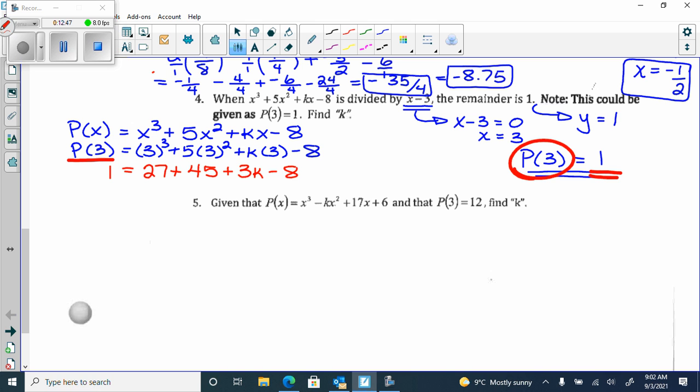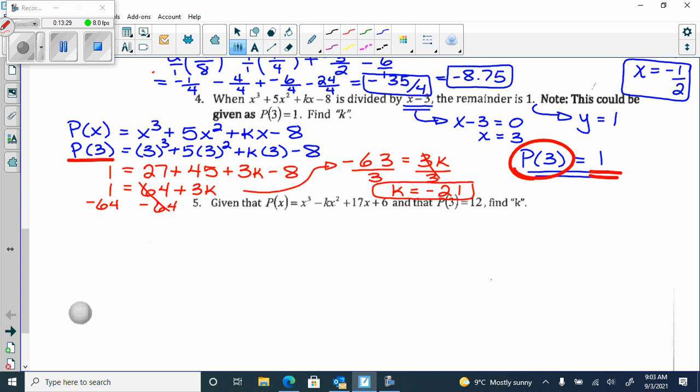So you can always set your polynomial equal to the remainder, right? That's what you always find out as long as you have an x to fill in. So now we get 1 equals, what's 27 plus 45? 72 minus 8? 64. Plus 3k. Subtract 64 from both sides, and I get negative 63 equals 3k. Divide by 3, and k equals negative 21.